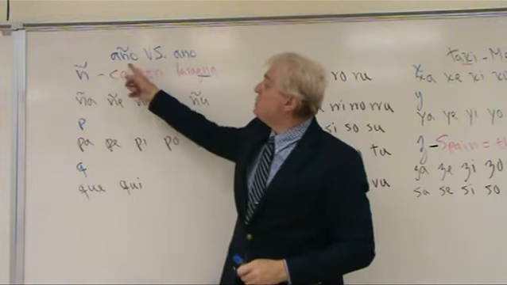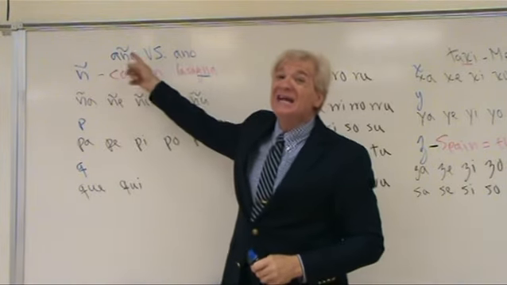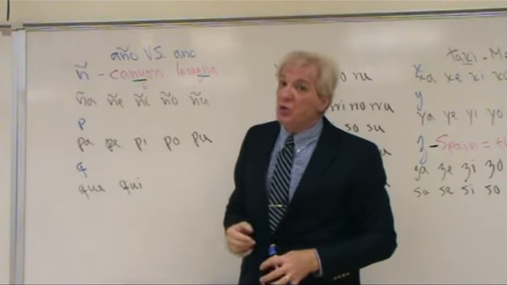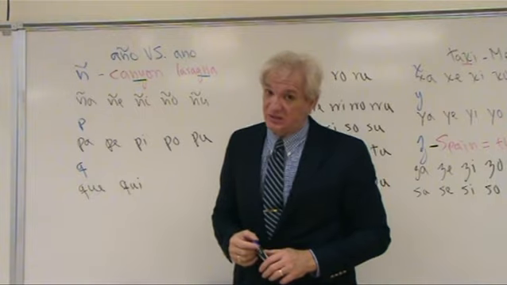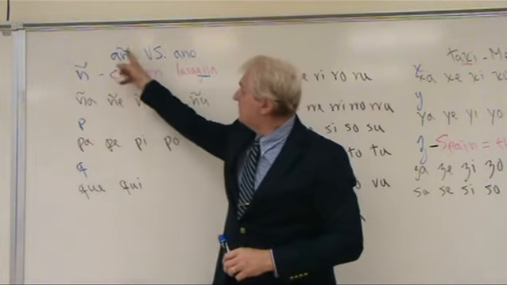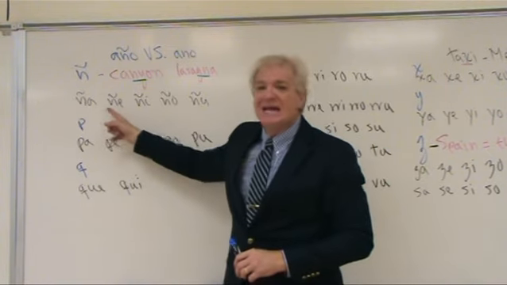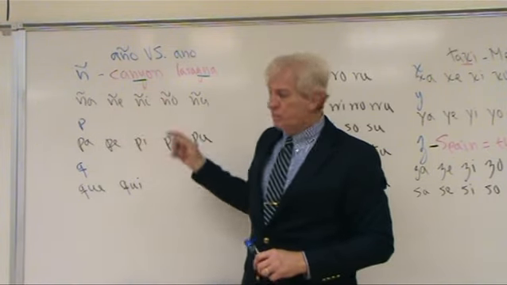the word año versus ano. Año is year, and ano is anus. So Happy New Year, without that would be Happy New Anus. So this little thingy on top, the tilde, is very important. So ña, ñe, ñi, ño, ñu.